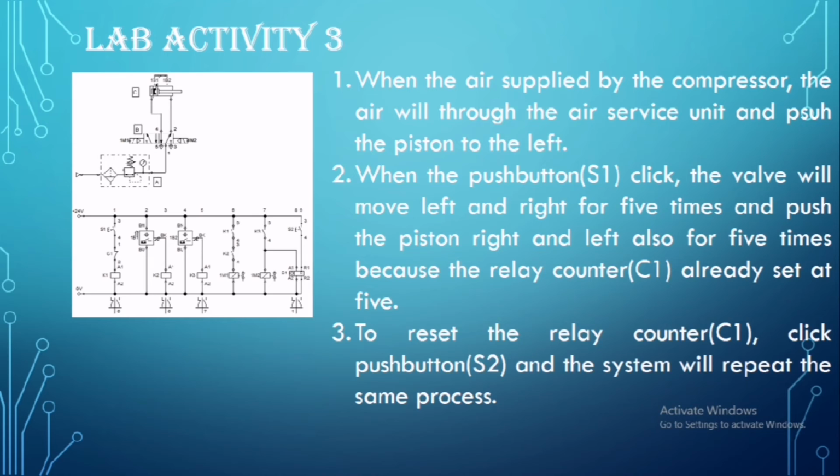Now we continue with lab activity 3. When the air is supplied by the compressor, the air will go through the air service unit and push the piston to the left. When push button S1 is clicked, the valve will move left and right 5 times and push the piston right and left also 5 times, because the relay counter C1 is already set at 5. To reset the relay counter C1, click push button S2 and the system will repeat the same process.